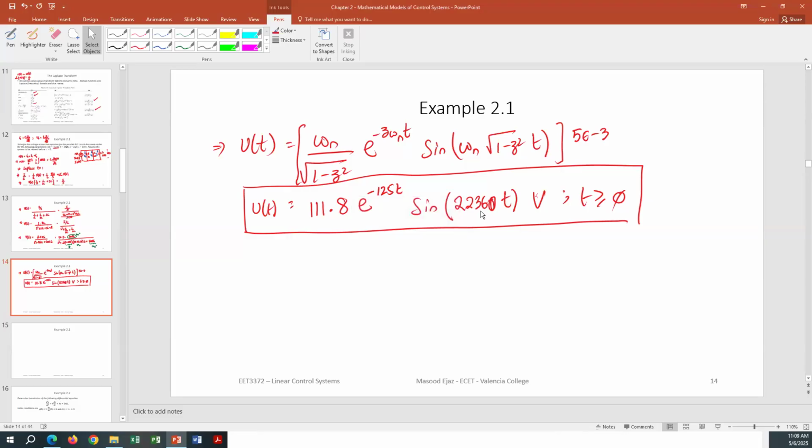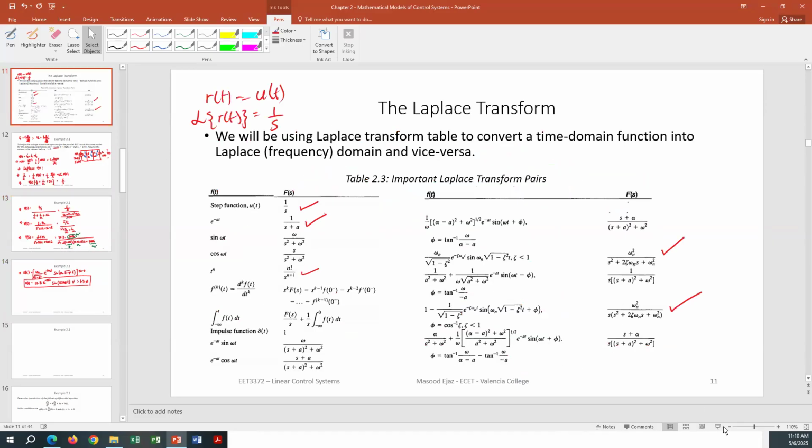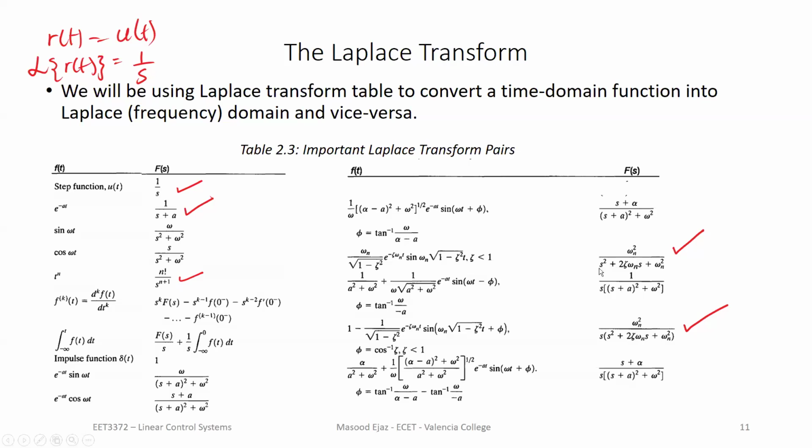Because when we wrote down this equation, we wanted to write it down in whatever form was there, right? Omega n squared. So we wanted to write this down in this form: omega n squared over s squared plus 2 zeta omega n s plus omega n squared, so that we can use this.